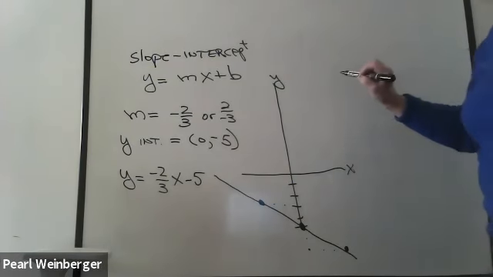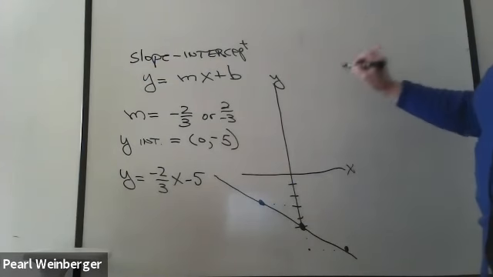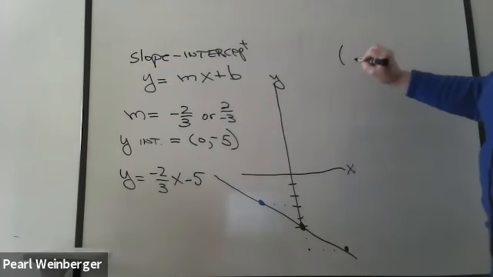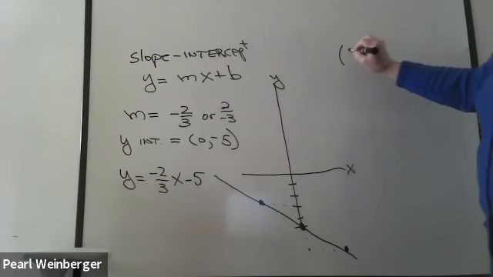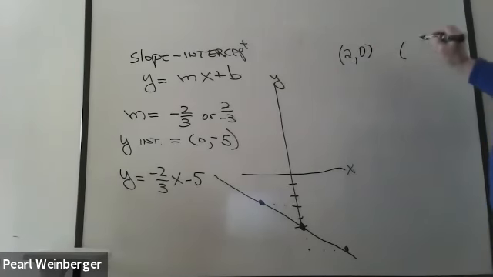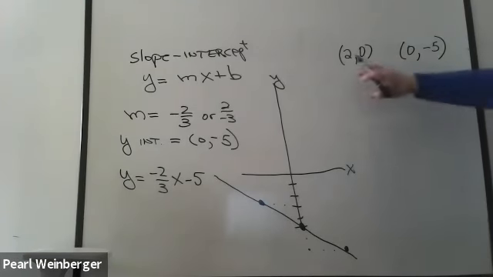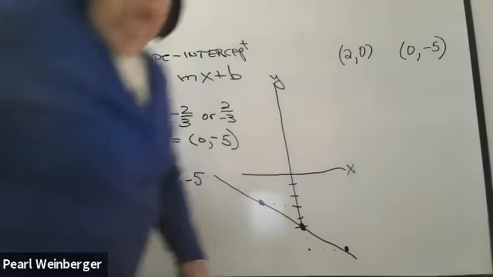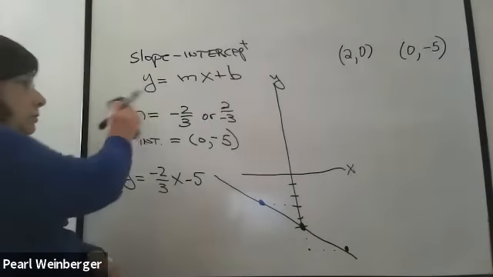Okay. I'm going to ask you another question. Suppose I give you these 2 points: (2, 0) and (0, -5). And I tell you, I want to find the equation of the line between these 2 points. How do we do something like that?